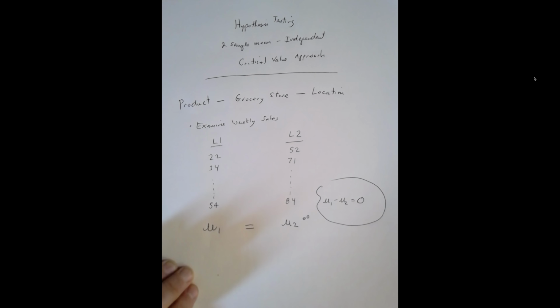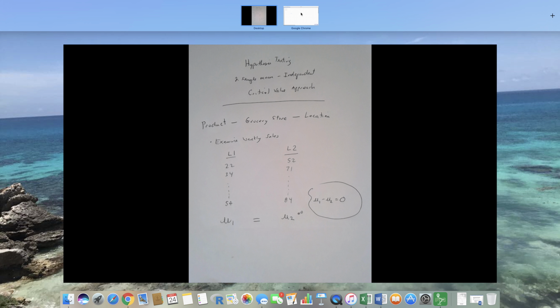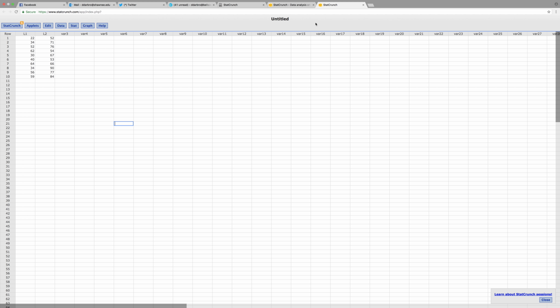Now, I don't really know how I want to do it. I'll tell you what, let me get out of this. I've gone to StatCrunch, and I've entered the data. I'm just going to try to make that larger. But, you know, pause the video, go to StatCrunch, and enter in location number one, these 10 measurements, and in location number two, these 10 measurements.